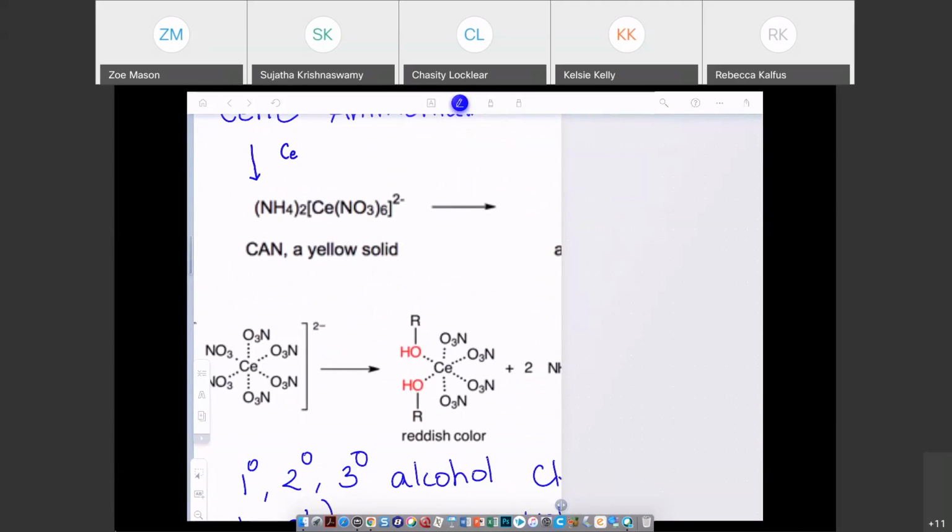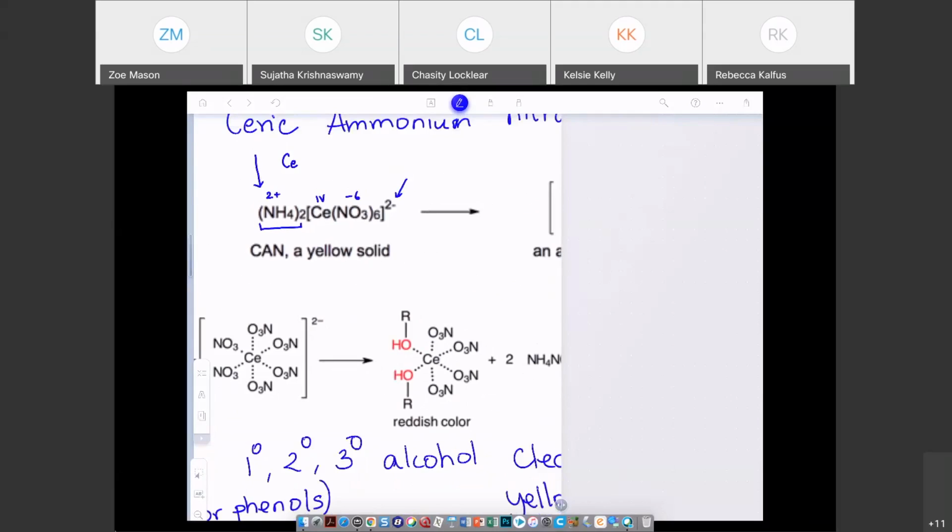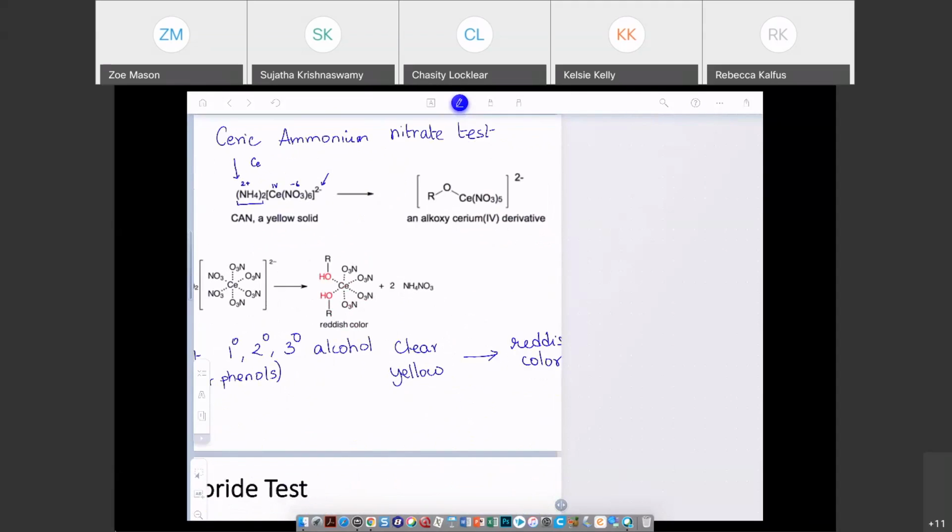Nitrate is -1, so you have 6 negative charges. You have a residual 2 negative charges there, which is balanced with ammonium, which is 2+. Will that help you determine the oxidation state for cerium? It's a transition element that can take multiple states. It's got to be 4, right? It has to be 4+, because that's how you get the 2-. So cerium is 4+, and one of the nitrates is removed and replaced by an alcohol.